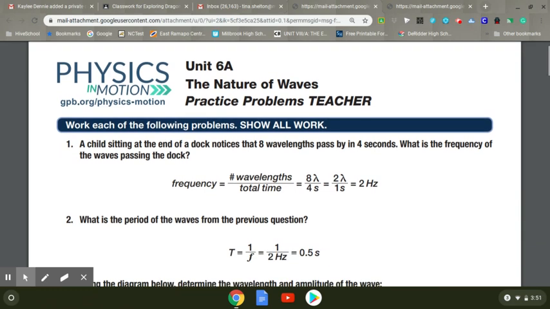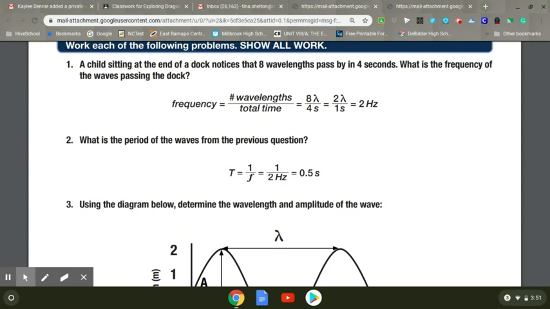So the first question says a child sitting at the end of the dock notices that 8 wavelengths pass by in 4 seconds. What is the frequency of the waves passing the dock? So frequency equals the number of wavelengths divided by the total time that it takes for those wavelengths to travel. He said that he had 8 wavelengths. So you see the number 8, and then you have a little upside down looking y. That's called a lambda. And lambdas are the units for wavelengths. And then it passed in 4 seconds. So that would be your total time.